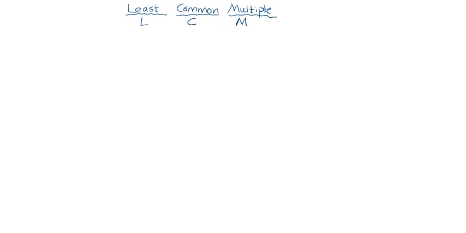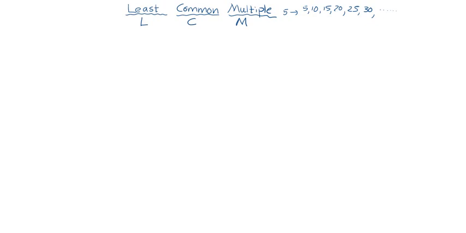Firstly, least means the smallest, common means what is the same, and multiple means the multiples, like the multiplication timetables. For example, if I asked you what are the multiples of 5, you would say all the timetables: 5, 10, 15, 20, 25, 30, 35, and so on. So those are the multiples of 5, and that's what we mean by multiples.